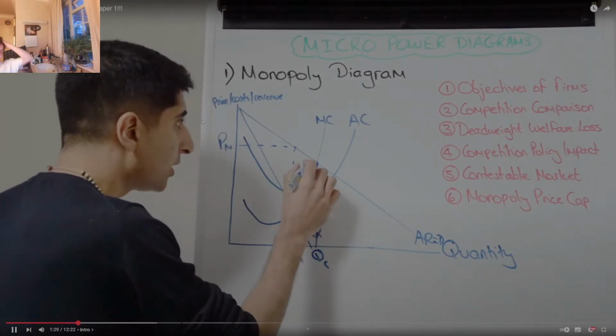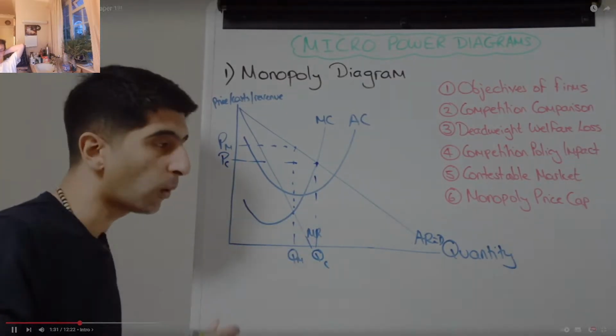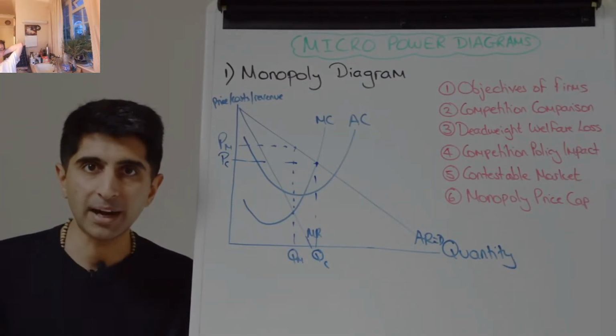Competitive outcomes will be QC and PC, exactly what we know. Lower prices in competitive markets.